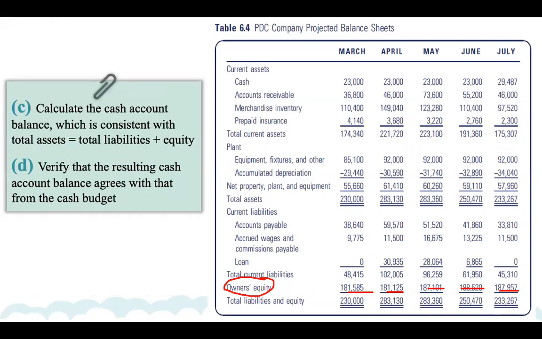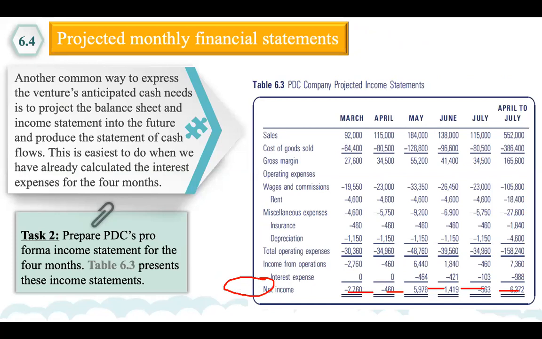So the bottom line is, you have to adjust the owner's equity by the end of each month by the value of the net income. If the net income is a loss, this means that the owner's equity has to go down. Now, if the net income is a profit, this means that the owner's equity has to go up. And that's it.